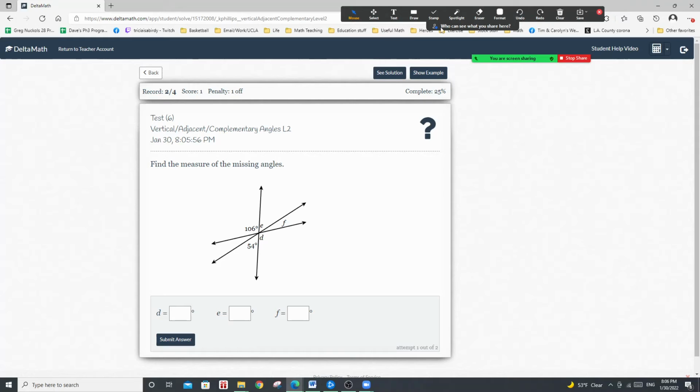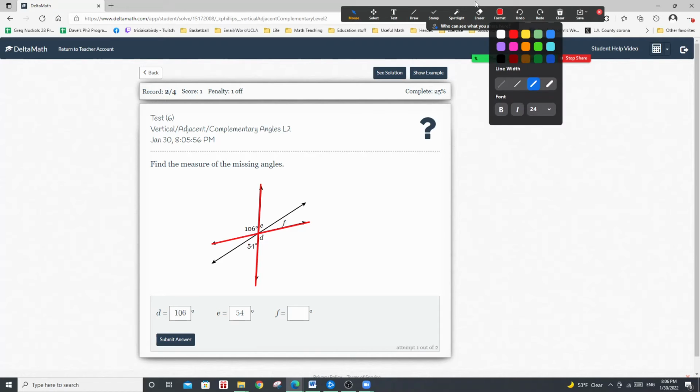And let's do one more of these, because recognizing vertical angles can be kind of tricky. So first, I'm going to use this line and this line. You can see that E is between these, 54 is between these, so E and 54 are vertical. Next, I'm going to draw out this line and this line. Between these two lines is 106. Between these two lines is D. So D is equal to 106 degrees.